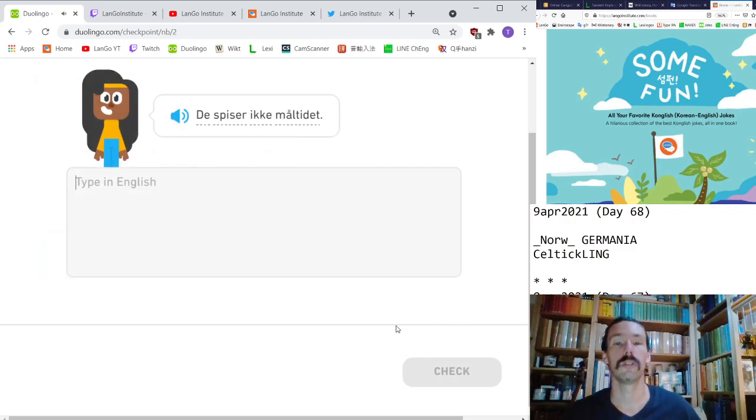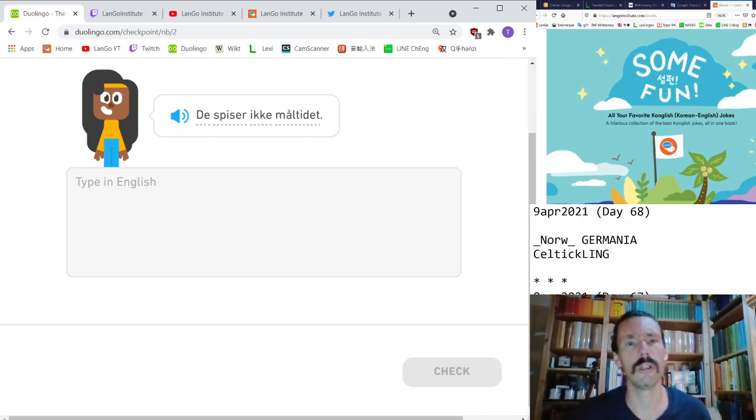De spiser ikke måltidet. So we're doing an assessment, an end of level thing for Norwegian. De spiser, they eat. Ikke, the negative. Måltide, silent T, that's the neuter ending on the noun. De spiser ikke måltidet.